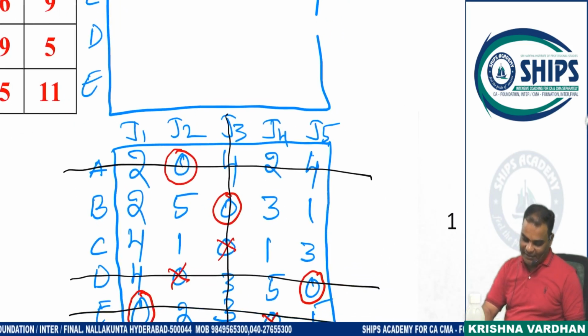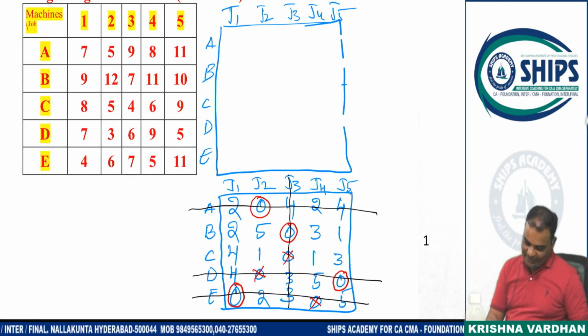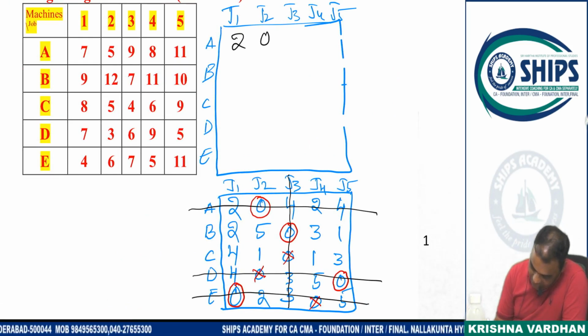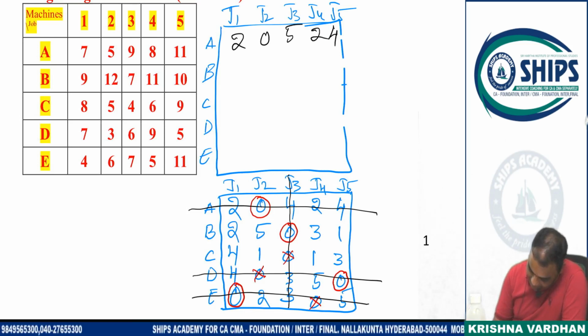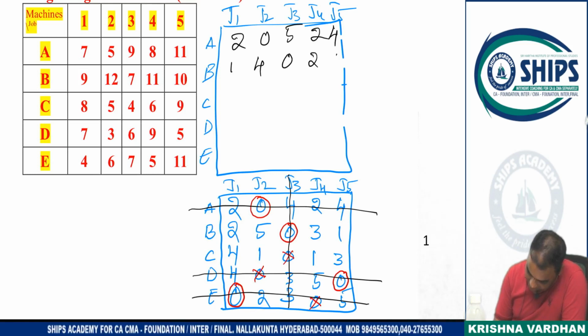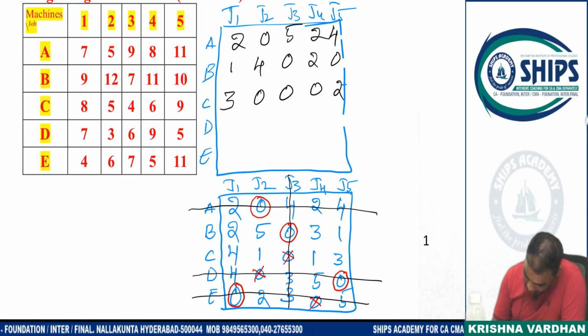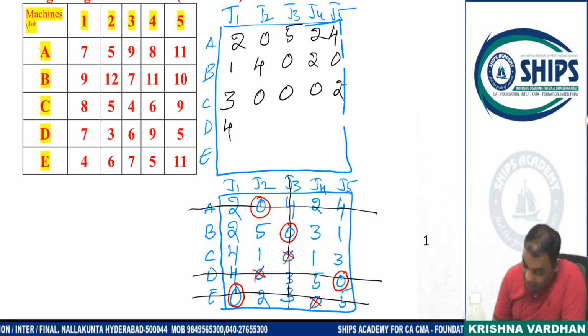So shall we frame the matrix now? New matrix. Yeah, tell me the values. First row, 2 0 5 2 4, perfect. 1 4 0 2 0. Next, 3. 4, it's a covered number.